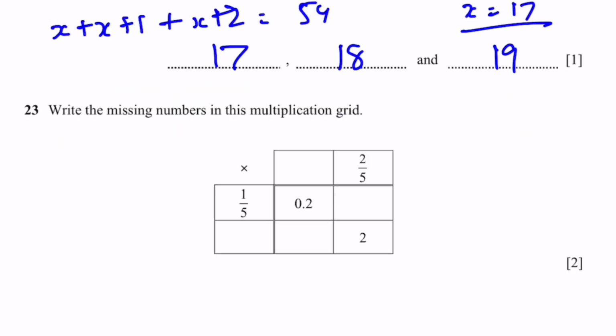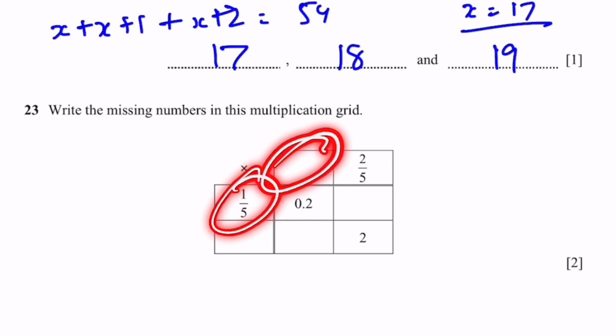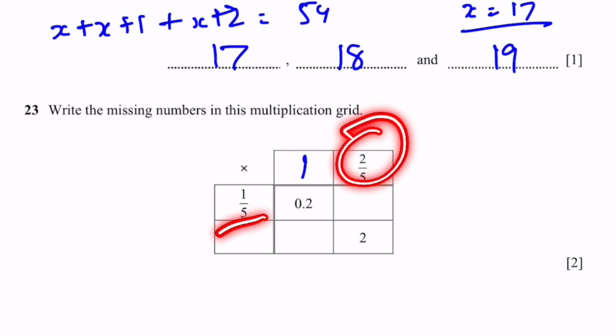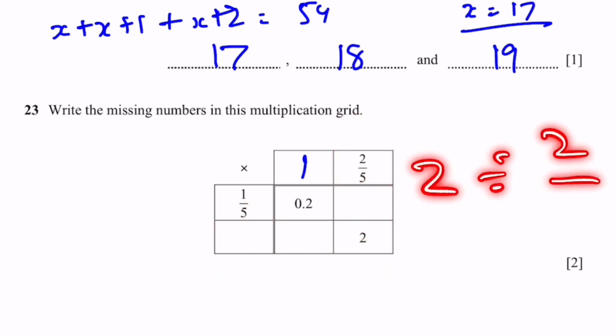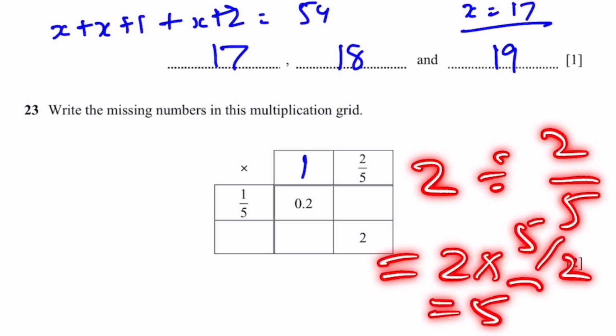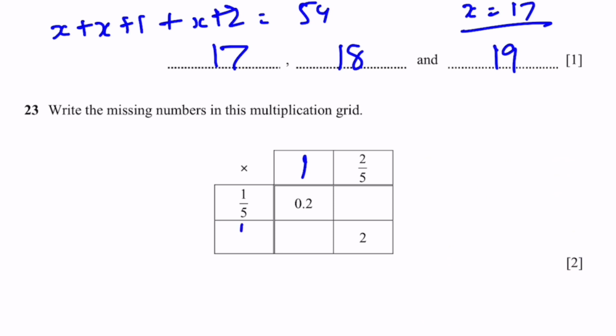Question 23. Write the missing numbers in this multiplication grid. 1 by 5 into dash is 0.2. We multiply this side by this side, we get this. 1 by 5 is equal to 0.2, so this is just 1. Now 2 by 5 into dash is 2. 2 divided by 2 by 5 is equal to 2 into 5 by 2, which is equal to 5. Therefore, we get 5 here.